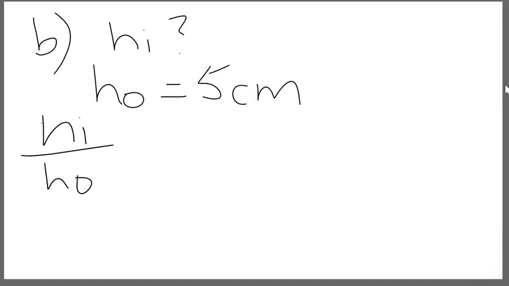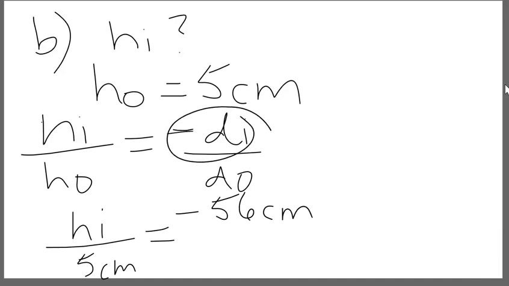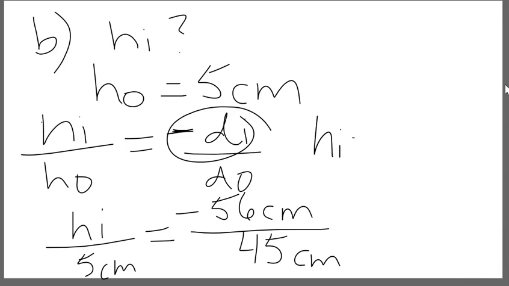So remember, our equation is HI over HO is equal to negative DI over DO. We just solved our DI to be 56. So HI is what we're solving for over HO is 5. That wasn't in the original one, but I should have added it in. So we'll say that our object is 5 centimeters. Our DI was positive 56, but with this equation, you have to have a negative, okay? Over the distance of our object, which was given to us, was 45 centimeters. So when you solve that out, you should get the height of the image is negative 6.2 centimeters.